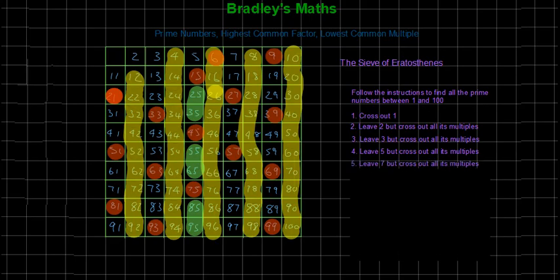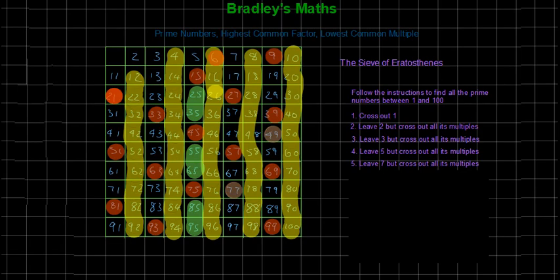And then in this wonderful color, looks like a sort of a brownie color, I am going to leave seven, but cross out all the multiples of seven. So let's see what we've got here. Any multiples of seven? We're leaving seven. 14's already gone. 21's already gone. 28's already gone. 35 is gone. 42 has gone. 49, there he is. 49 is gone. 56, that's gone. 63 is gone. 70 is gone. 77, there is 77.